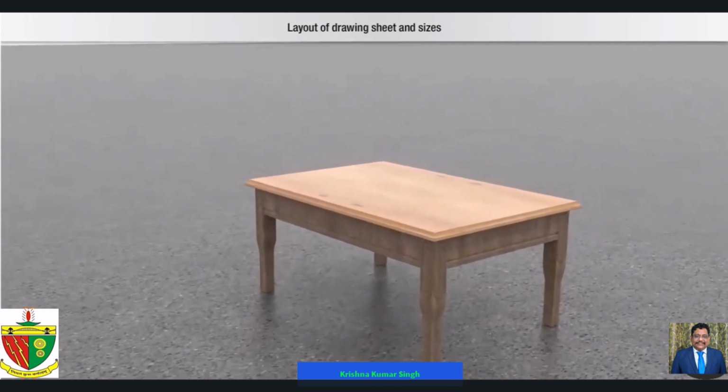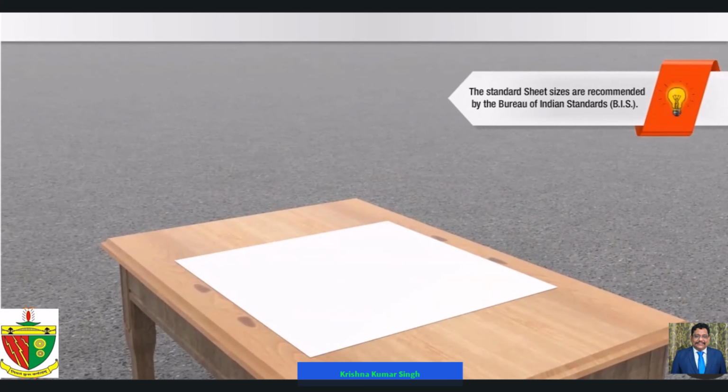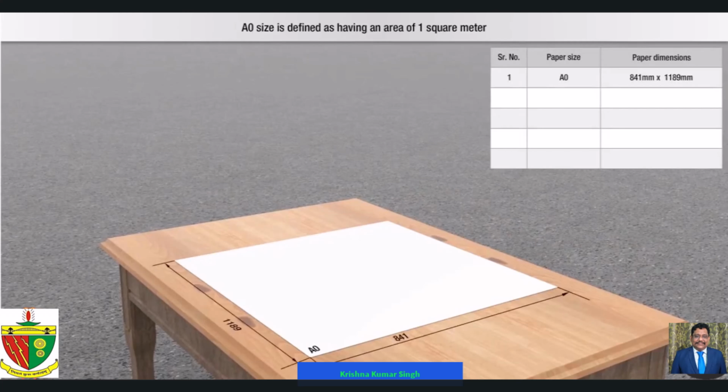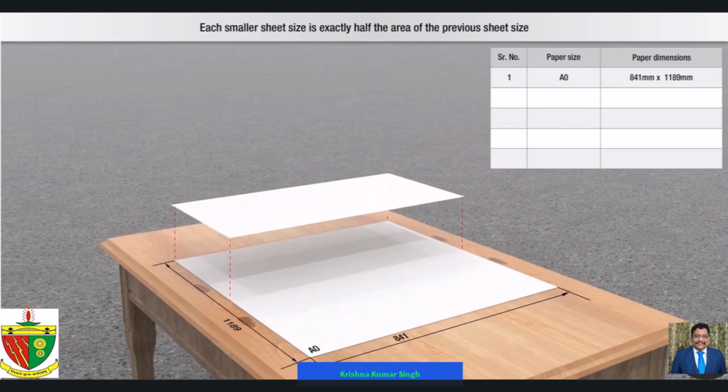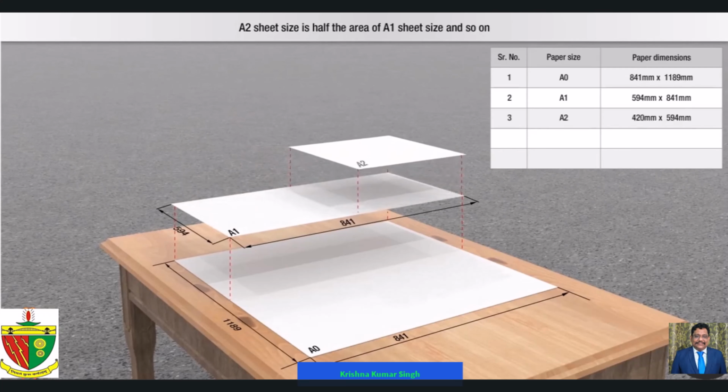Layout of drawing sheets and sizes. Note: the standard sheet sizes are recommended by the Bureau of Indian Standards (BIS). A0 size is defined as having an area of 1 square meter. Each smaller sheet size is exactly half the area of the previous sheet size. Like A1 sheet size is half the area of A0 sheet size. A2 sheet size is half the area of A1 sheet size, and so on.